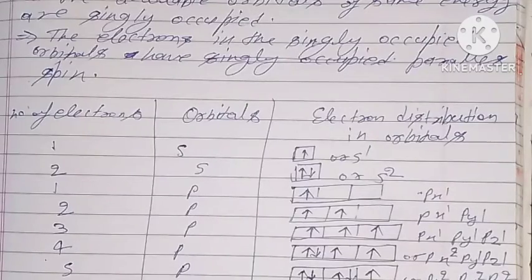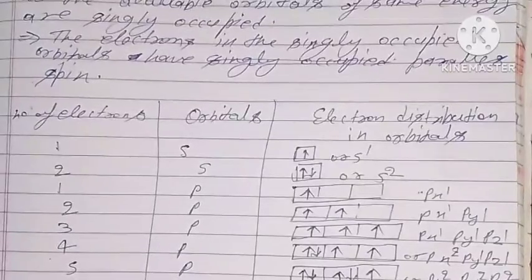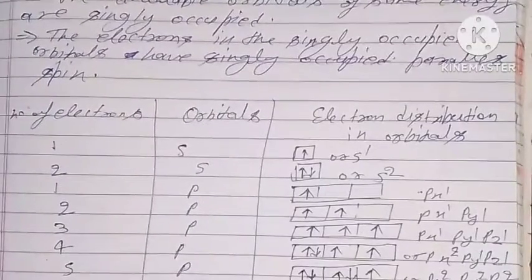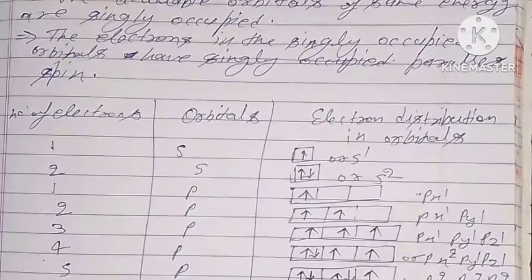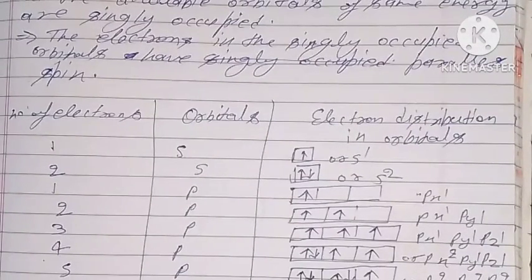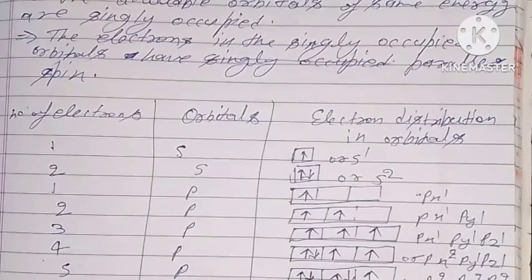and not 1s2, 2s2, 2px2, 2py0 and 2pz0. That is wrong and the former is right.